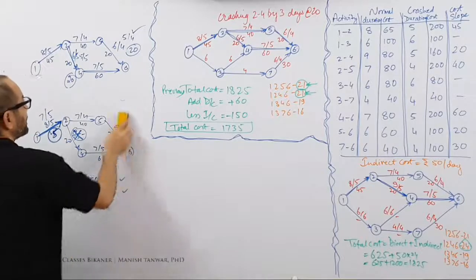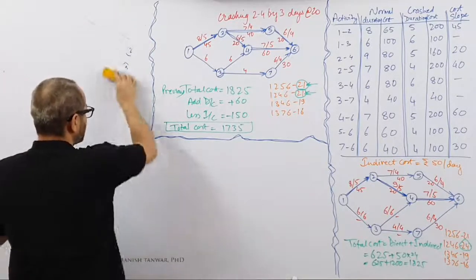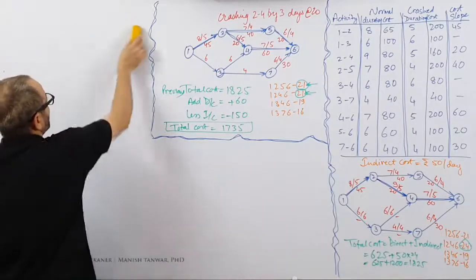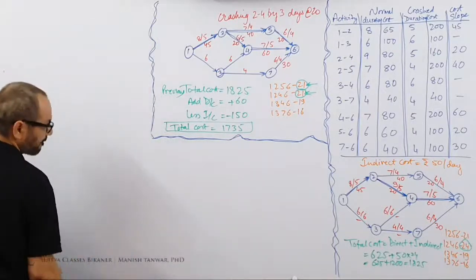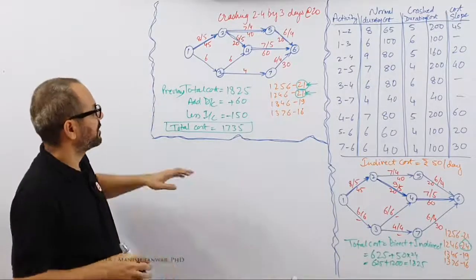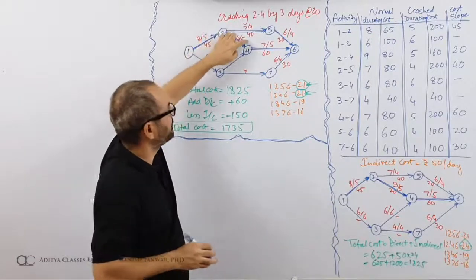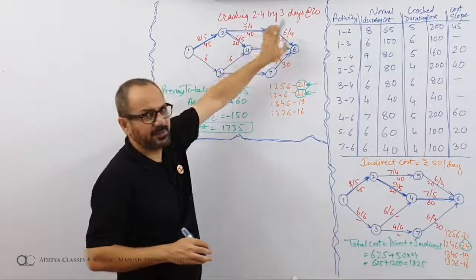Now crashing could get confusing in initial questions. So we'll practice some 2-3 questions of crashing and probably you'll be getting the idea once we practice more of these questions. So what have we decided? That I'll be saving 1 day on this. 6 will be coming down to 5. Also here 6 will be coming down to 5.